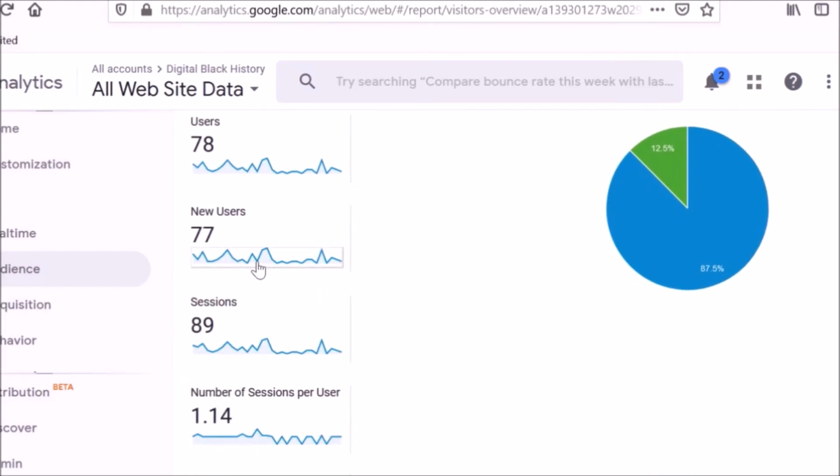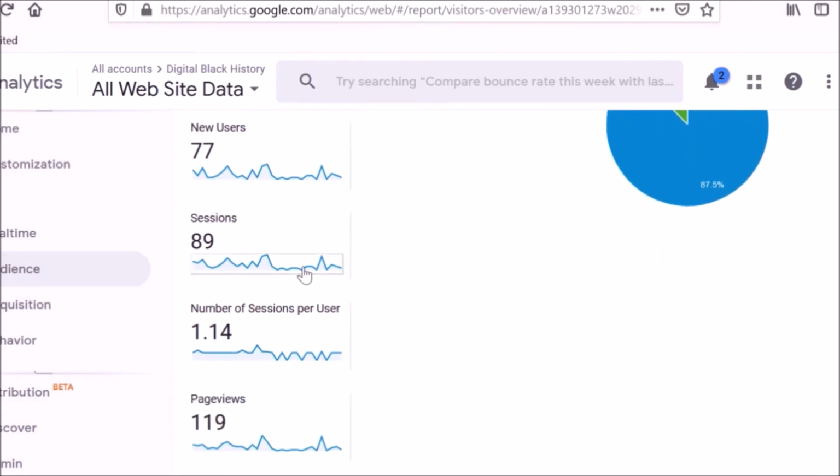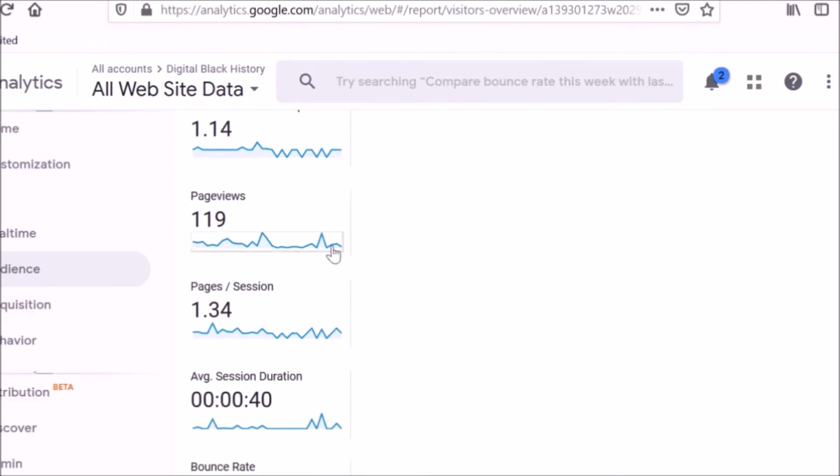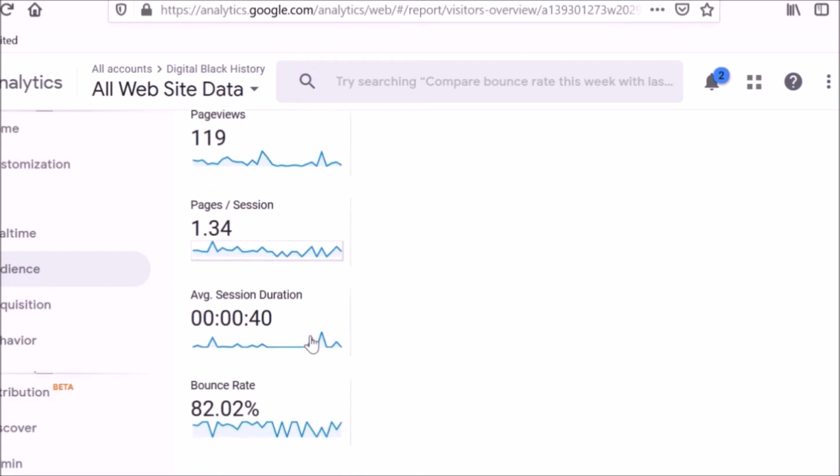This graph gives me information about new users. This one about sessions. How many average sessions I'm getting per user. How many page views I had during this month. On average, how many pages per session for each user I was getting over this month.